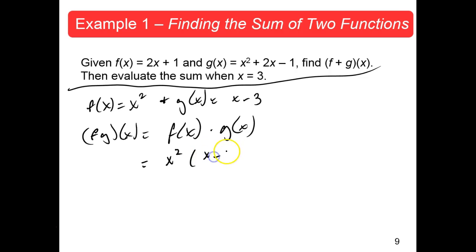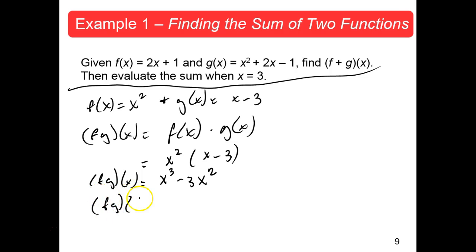I knew I was going to put parentheses, and that's what I wanted to. And what does that give you? x cubed minus 3 x squared. Very good. Now, the next thing to do, then evaluate this product when x is equal to 4. So this is your fg of x. So do fg of 4.